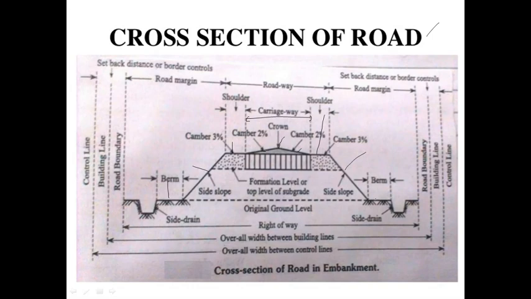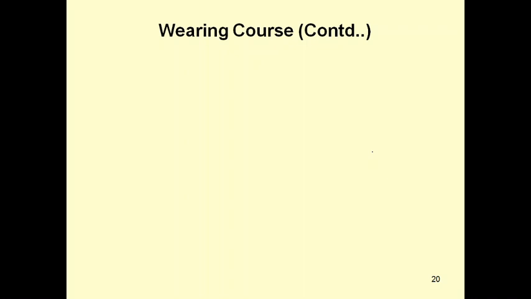Next is wearing course. This is the topmost layer of a road which is in direct contact with the traffic. It should be capable of withstanding the wearing effects of the traffic. It should also be impervious. In flexible pavements, normally a bituminous surfacing is used as a wearing course. In rigid pavements, the cement concrete slab acts as a base course as well as wearing course.